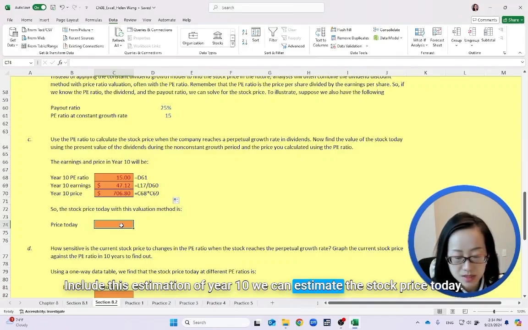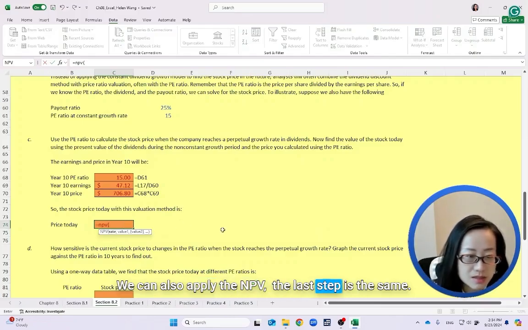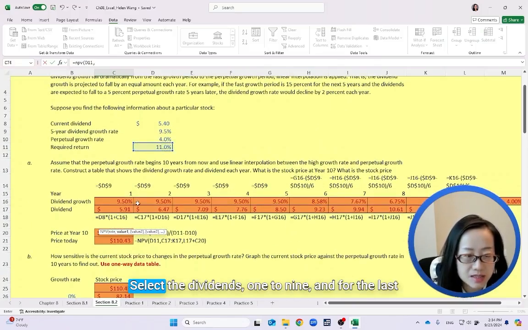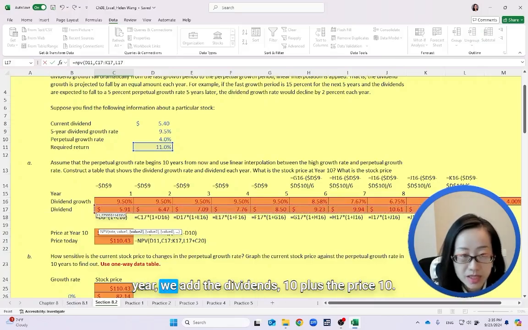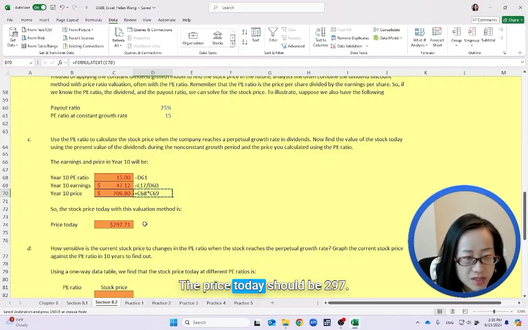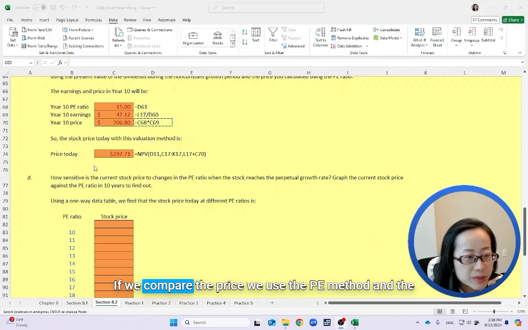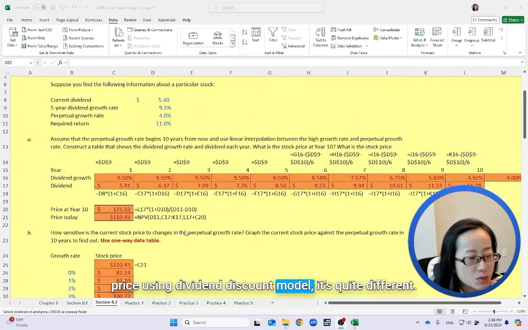We can estimate the stock price today. We can also apply the NPV. The last step is the same. We use the discount rate 11%, select the dividends 1 to 9, and for the last year, we add the dividend 10 plus the price 10. The price today should be $297.71. If we compare the price we get using the PE method and the price using the dividend discount model, they are quite different.